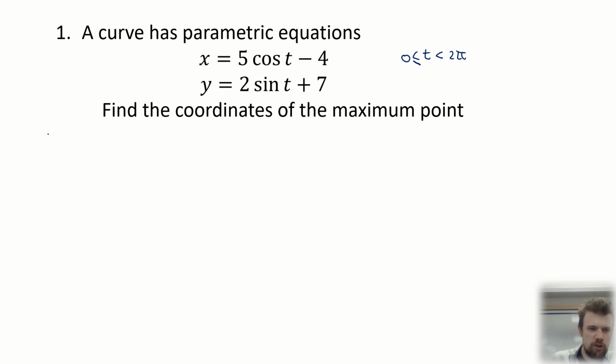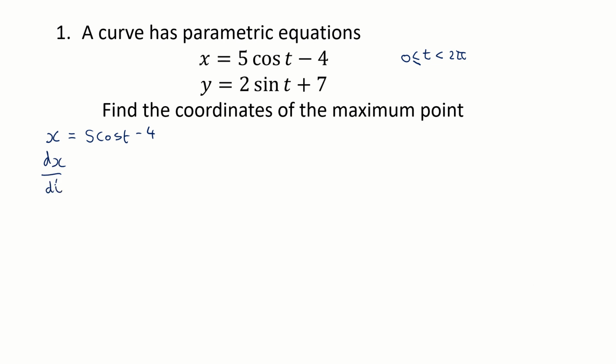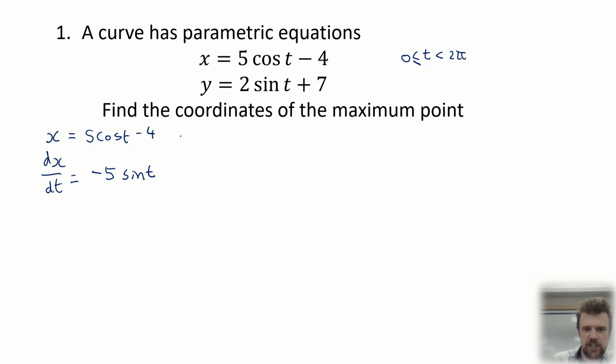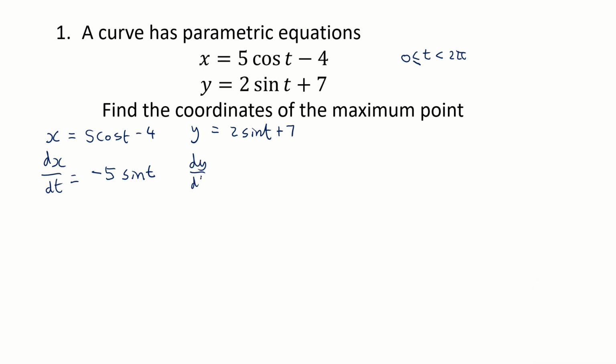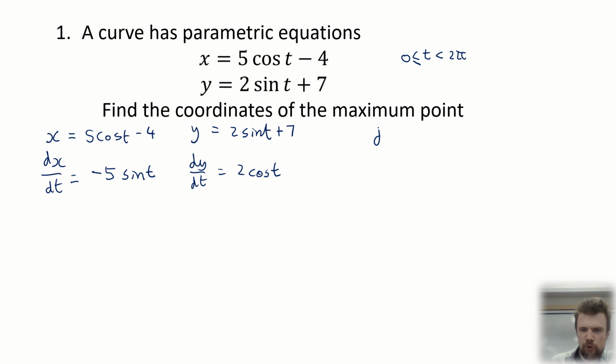Of course, to do that, we're going to need to first find the first order derivative. So let's take x, differentiate that a couple of times. So cos would differentiate to minus sine, so it's minus 5 sine t. The minus 4 will disappear when we differentiate it. y is equal to 2 sine t plus 7, and therefore dy over dt is going to be equal to 2 cos t. Again, the 7 differentiates to 0. So therefore dy over dx is equal to dy over dt, so 2 cos t, over minus 5 sine t.